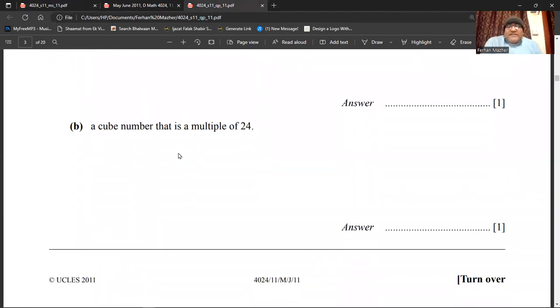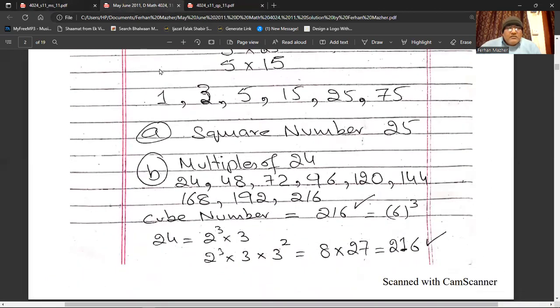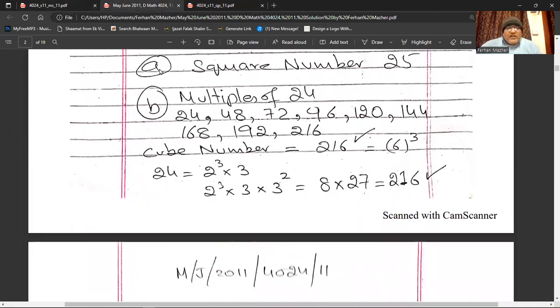A cube number that is a multiple of 24. Okay, so in a cube number, every factor has a power which is a multiple of 3. 24 is 2 raised to power 3 into 3. So if you want to make it a cube number, 2 raised to power 3 is good for a cube number because the power in cube numbers should be 3 or a multiple of 3.